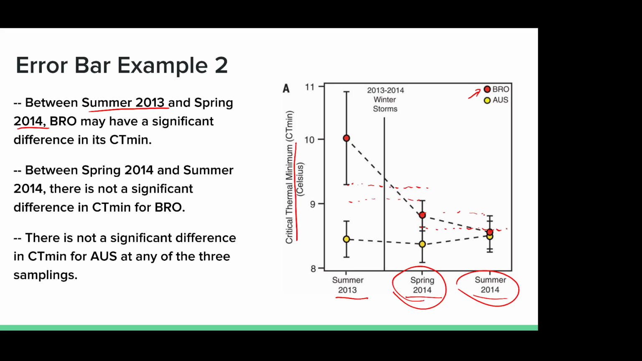Because those error bars overlap, we cannot say that there is a significant difference in CT min for the BRO group. For the AUS group, you can see that all three intervals overlap. And if all three intervals overlap, then we cannot say there is a significant difference for any of these three.